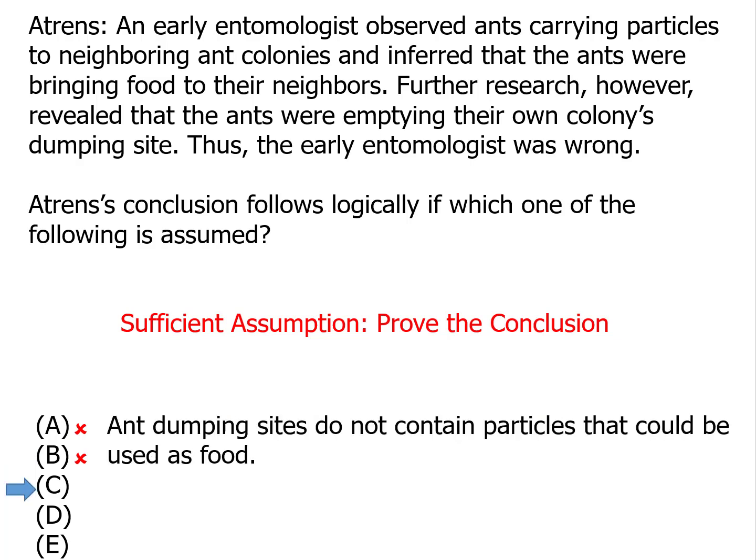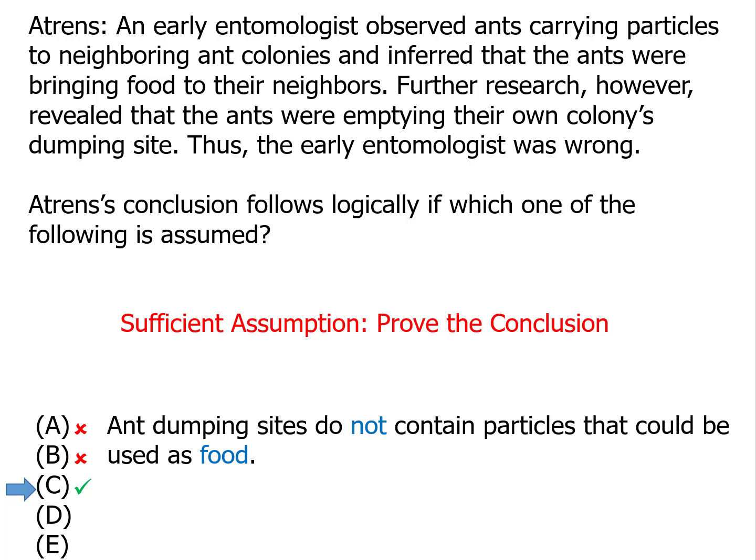Go to C. C tells us that ant dumping sites do not contain particles that could be used as food. Now this is our answer. So we know that the ants were taking the particles from their dumping site. If dumping sites never have food in them, then those ants were definitely not giving food to their neighbors. Answer choice C is exactly what we want because it proves 100% that the conclusion is true.